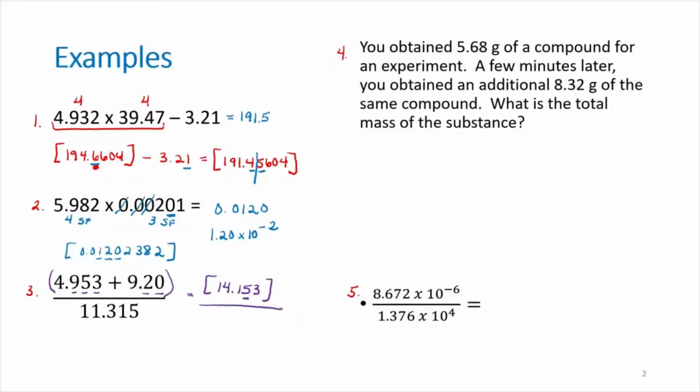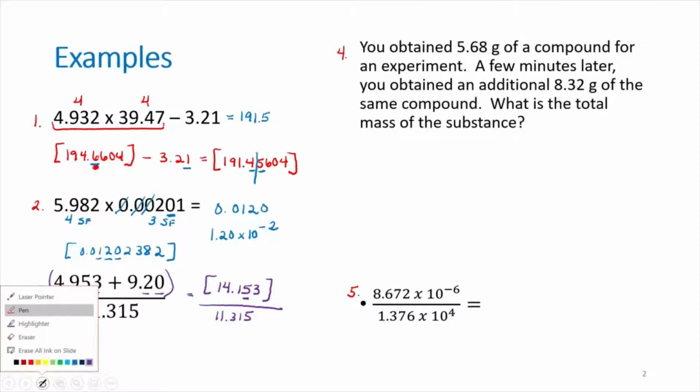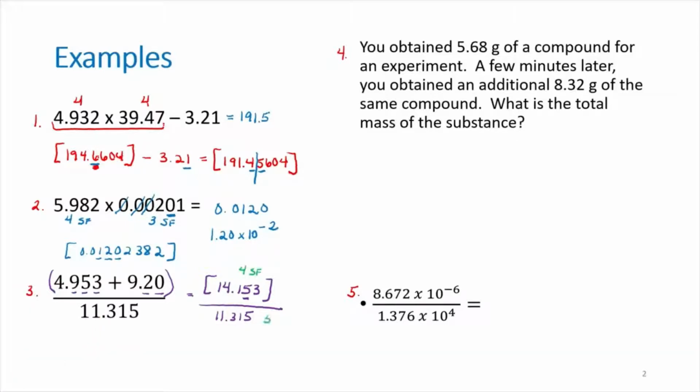So I'm going to take this whole value and divide it by 11.315. But you need to recognize here that this has 4 sig figs, while this has 5. Which means my final answer can only have 4 sig figs. So when I put this in my calculator, I get 1.250817499.